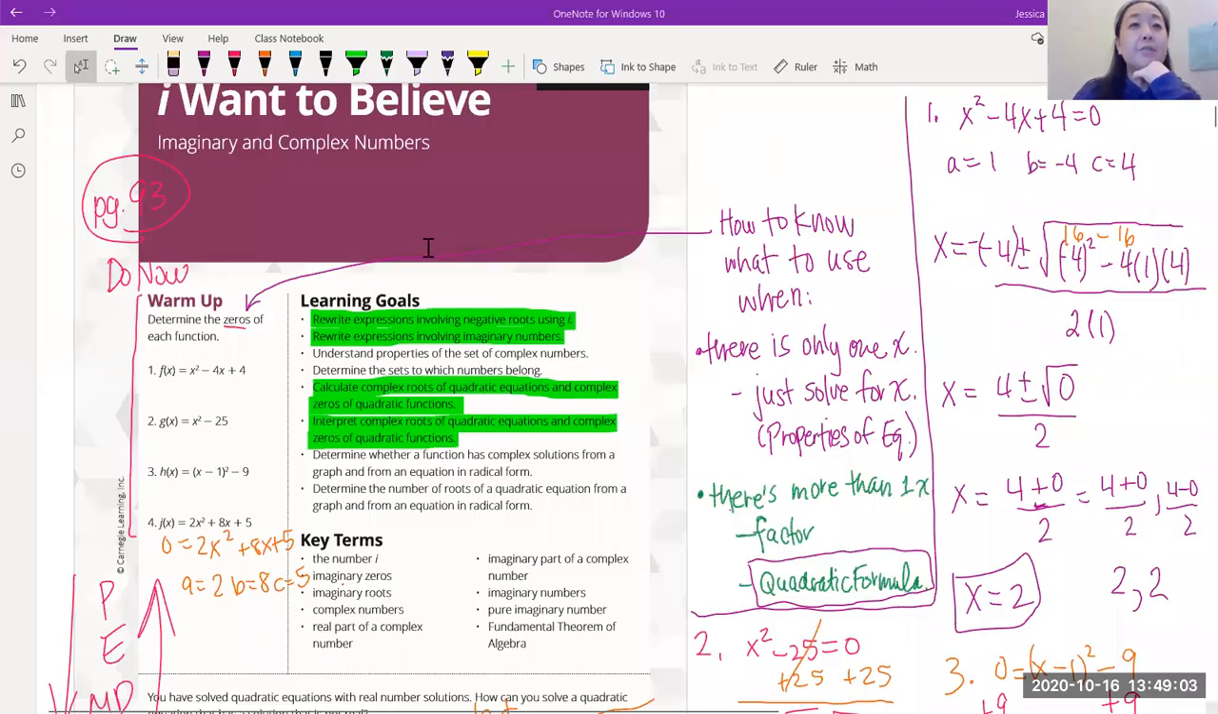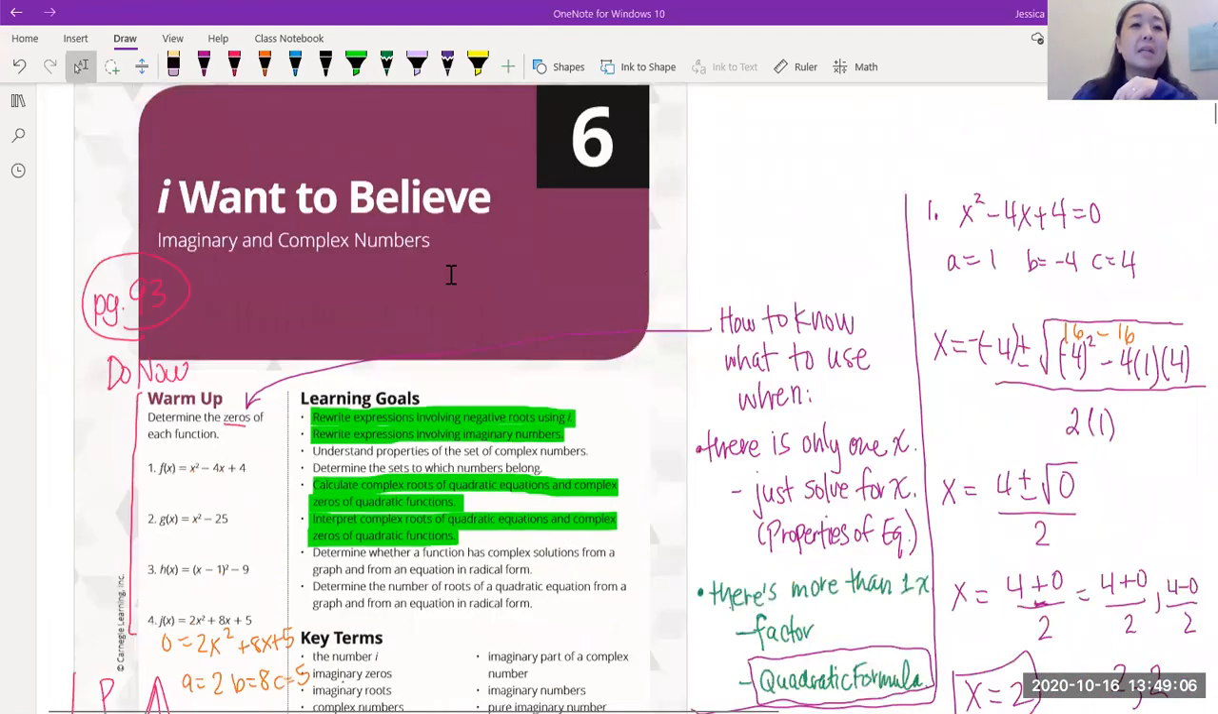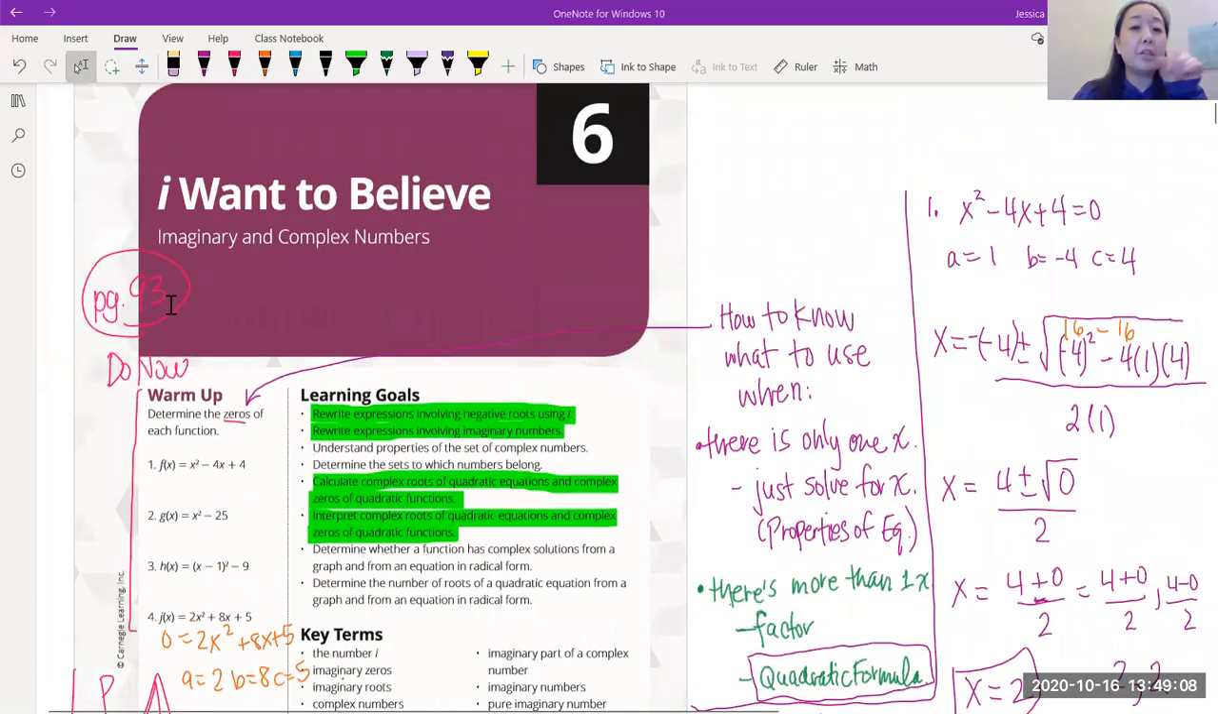Hi guys, this is for I Want to Believe, lesson 6 in the Algebra 2 book. We are on page 93.